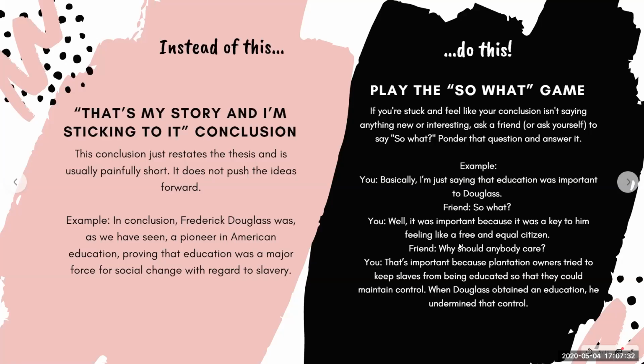helping commonly disenfranchised people to feel like free and equal citizens, which was important during the time of slavery because those who weren't educated were being kept under control by those who were. So if you were to add something like this into the conclusion, it would be much stronger. So just asking yourself, so what, when you can't think of something else, is an easy way to help make your conclusion more robust.